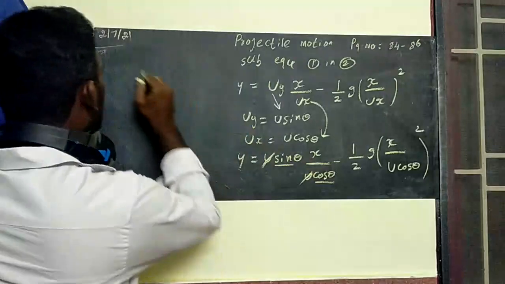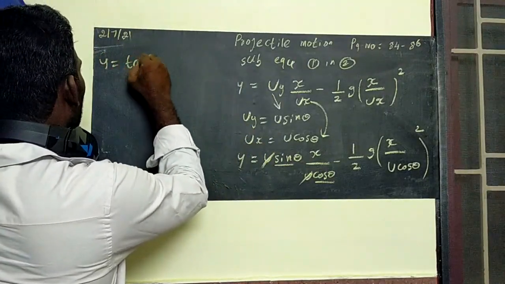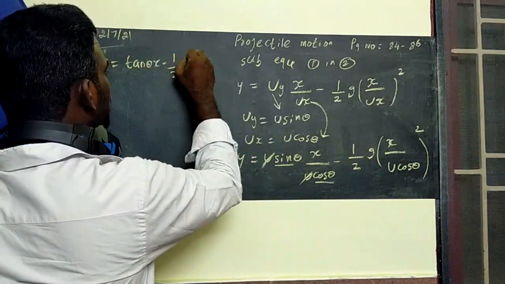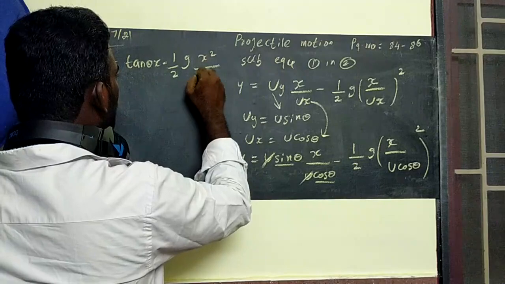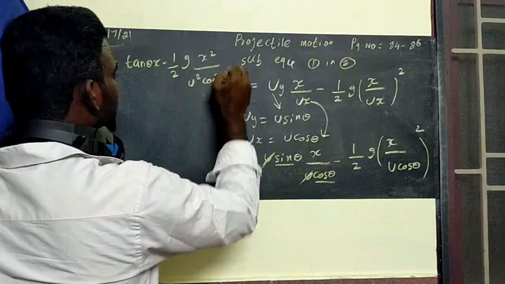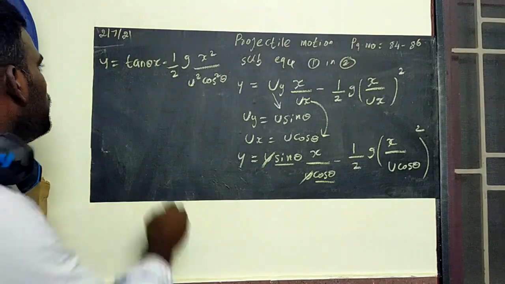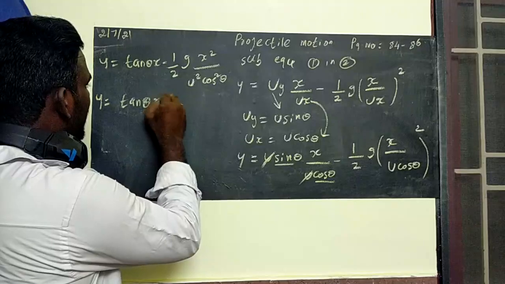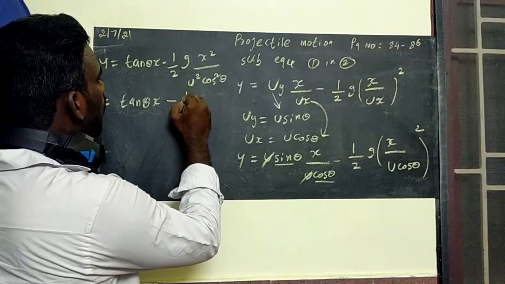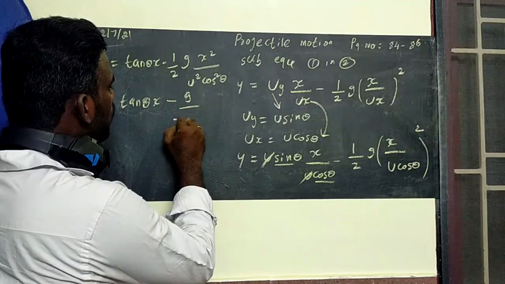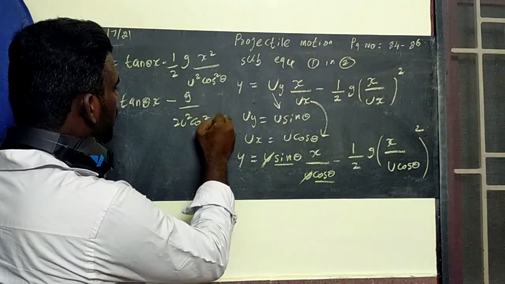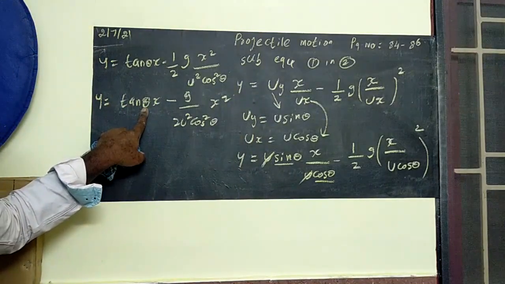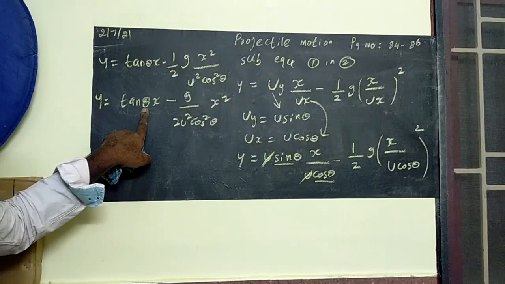Sin theta by cos theta equal to tan theta x, minus 1 by 2 g x square divided by u square cos square theta. So y equal to tan theta into x minus g divided by 2u square cos square theta into x square. And you know that this theta is called what? Angle of projection. This theta is called angle of projection.